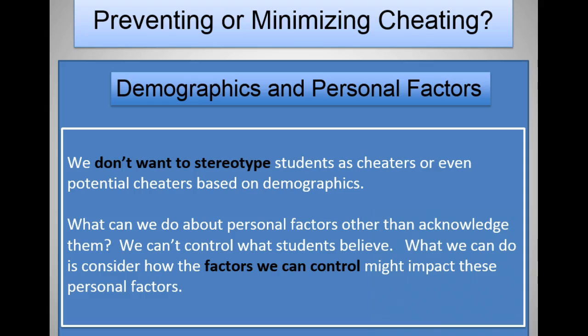Well, what can we do about personal factors? It's really hard to control what students believe or what they perceive. However, identifying those personal factors may help us because it may lead us to factors that we can control. And that's really what I want to spend most of the time in this presentation talking about. What can we control as teachers or academics or student services folks? And how will that help?